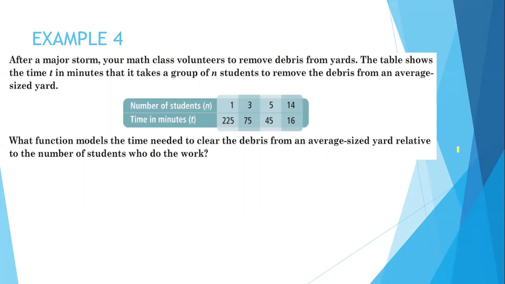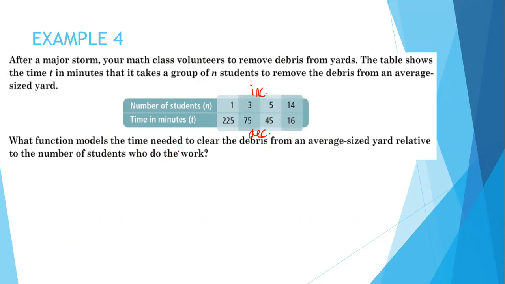After a major storm, your math class volunteers to remove debris from yards. The table shows the time, t in minutes, that it takes a group of students to remove the debris from an average sized yard. So looking at our table, if there's only one student, it would take them 225 minutes. If there's 3 students, it would take them 75 minutes. 5 students, 45 minutes. 14 students, 16 minutes. So looking at this, we can conclude that if we increase the number of students, it'll decrease the amount of time it takes, right? So we're looking for an increase over a decrease situation.